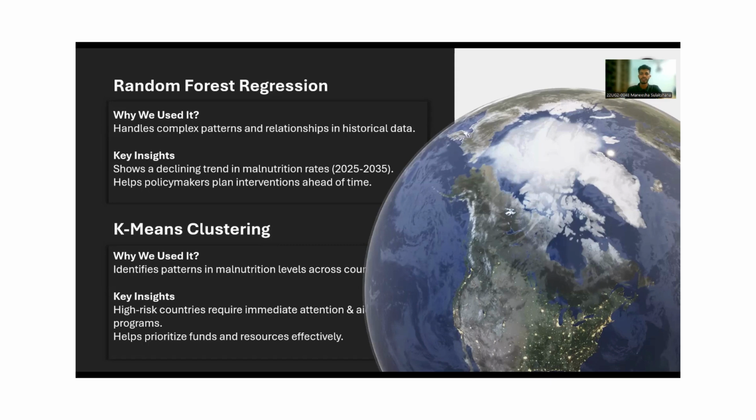The second model we used was K-means clustering. The model grouped countries based on their malnutrition levels, economic status, and population. By clustering the countries into low, medium, and high risk groups, we can see which areas need the most urgent attention. This helps NGOs and governments target their efforts effectively. Both models provide valuable insight that can be used in decision making.